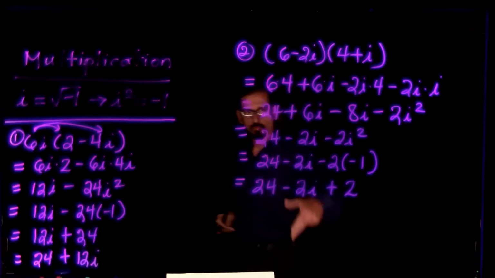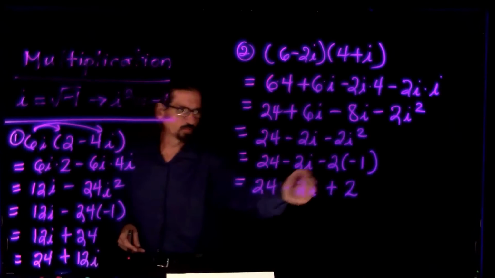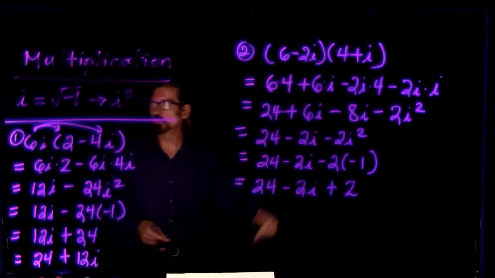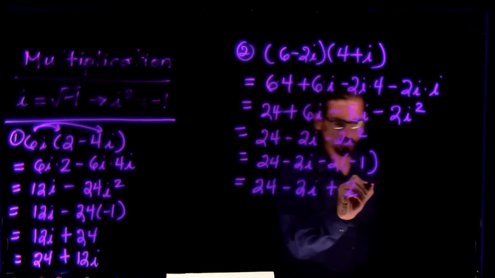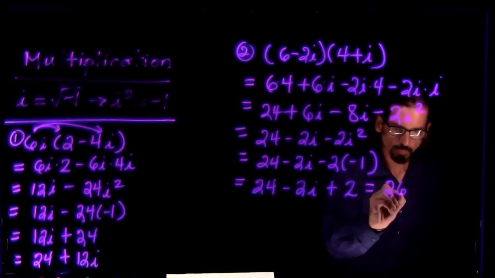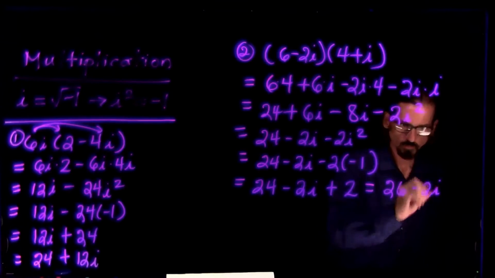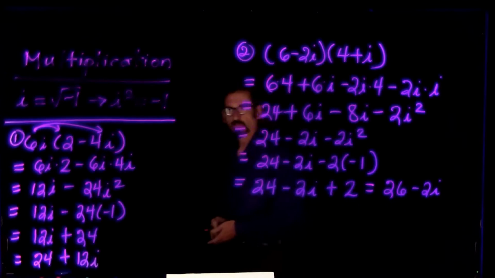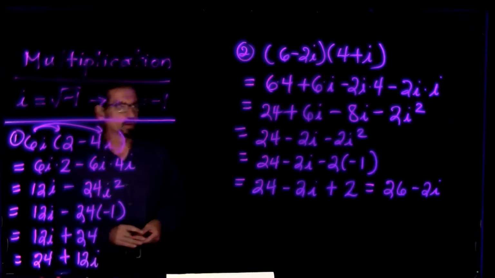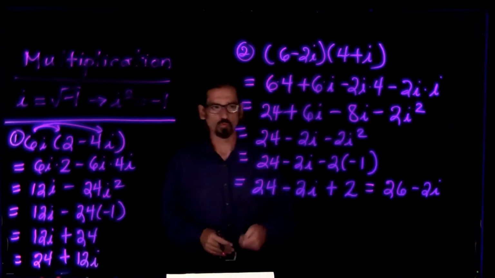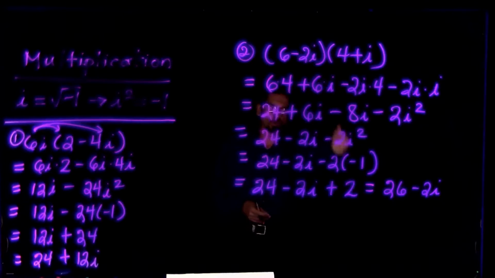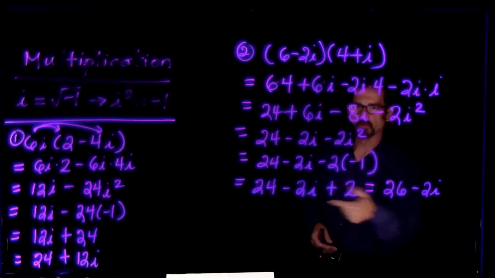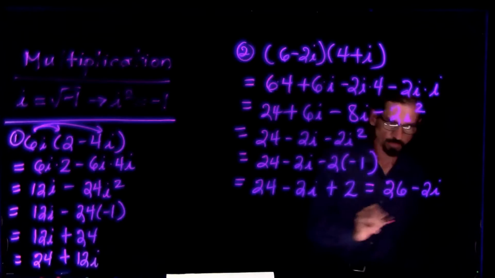Then we can say, oh, we've got two parts that are purely real, 24 and 2. Let's bring them together. 24 plus 2 is 26. So that bit of using i squared equals -1, again, is allowing us to write a complex number times a complex number as a complex number. We have it in the standard form.